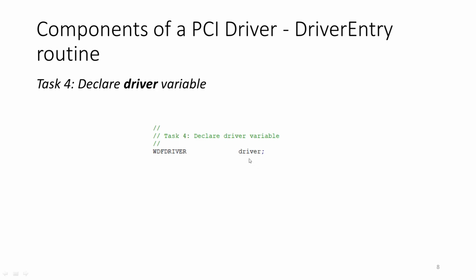The type of the variable is the WDF object attributes data structure. Task number 4, declare the driver variable. In the code example, we declared the driver variable and kept it uninitialized. This variable will be used later. The type of the variable is the WDFDRIVER data structure. Task number 5, declare the driver context variable. In the code example, we declared the driver context variable and kept it uninitialized. This variable will be used later. The driver context variable is a pointer to the driver context data structure that is defined by the developer. We say that this structure is driver defined.